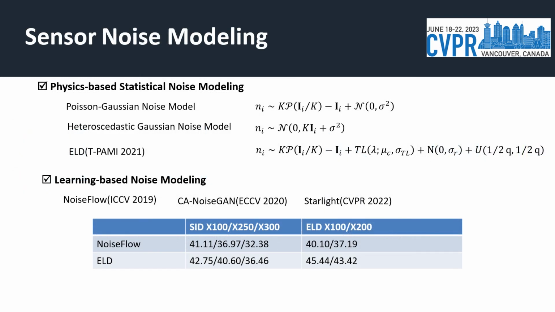Sensor noise modeling can be categorized into 2 main approaches: physics-based statistical noise modeling and learning-based noise modeling. The existing state-of-the-art learning-based noise model, NoiseFlow, exhibits a substantial performance gap compared to the physics-based ELD noise model when simulating noise in extremely low-light scenarios, as demonstrated on datasets such as SID and ELD.